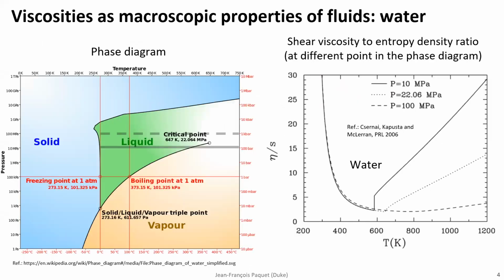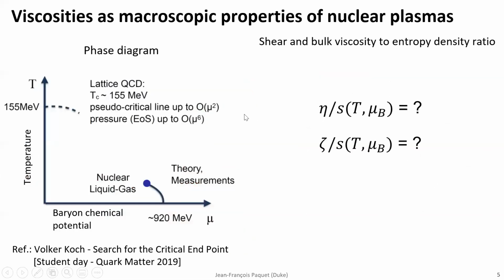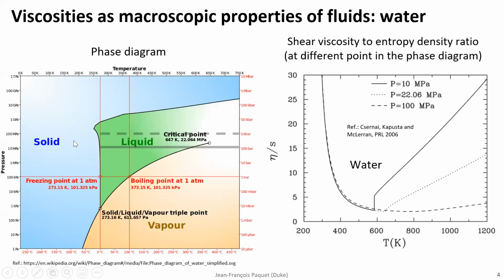Now, because it's a property with respect to an equilibrium state, it means that depending on where you are in your phase diagram, you expect your viscosity to be different. So here I'm showing a simplified phase diagram for water, and what you can do is plot this shear viscosity to entropy density ratio, this eta over s, for different trajectories in your phase diagram. And you can see that depending on where you are in your phase diagram, you can have significantly different viscosities. So again, it's a departure from equilibrium, so it matters what your equilibrium is.